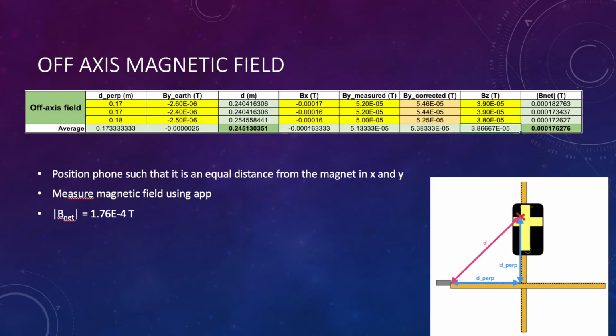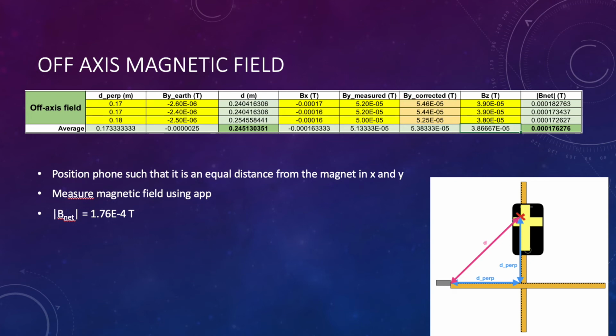We then repeat the experiment at a 45-degree angle away from the magnet. We did this by first finding the distance on the x-axis the phone must be for the magnetometer app to read 100 microteslas, then moving it in the y direction the same distance. We then measured the x, y, and z components to get the net magnetic field of 1.79 times 10 to the power of negative 4 Tesla as the average of 3 trials.